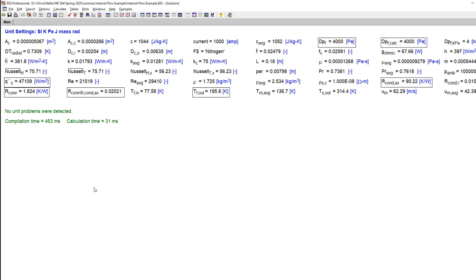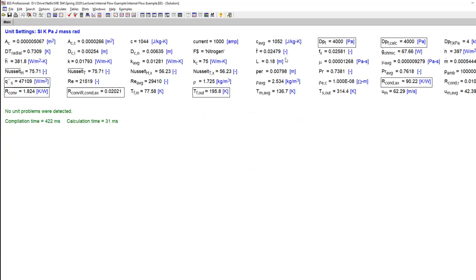So let's go look at that. I did that right here. My DT radial is pretty small, right? So DT radial is somewhere, where is it? Right here, 0.73. So I'm not getting much of a temperature rise radially across my conductor. I'm not too worried that the outer part of it's getting that much hotter than the inner part, right? So you know, everything looks pretty good from that standpoint. The reason I don't get much of a temperature rise radially is because this resistance to radial conduction is really small.